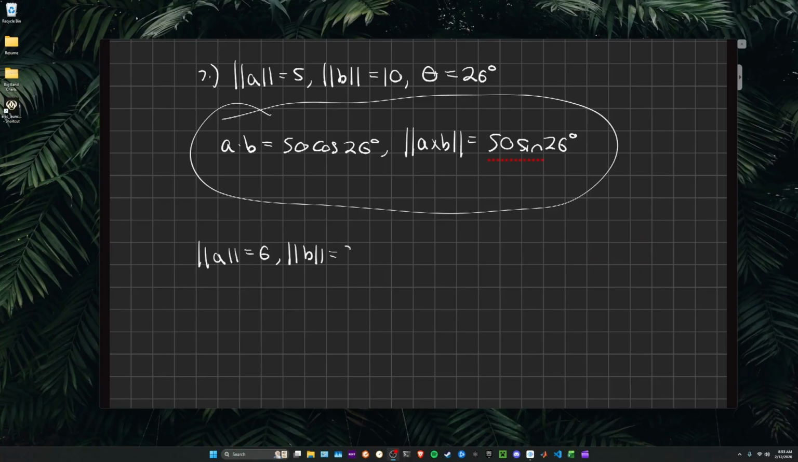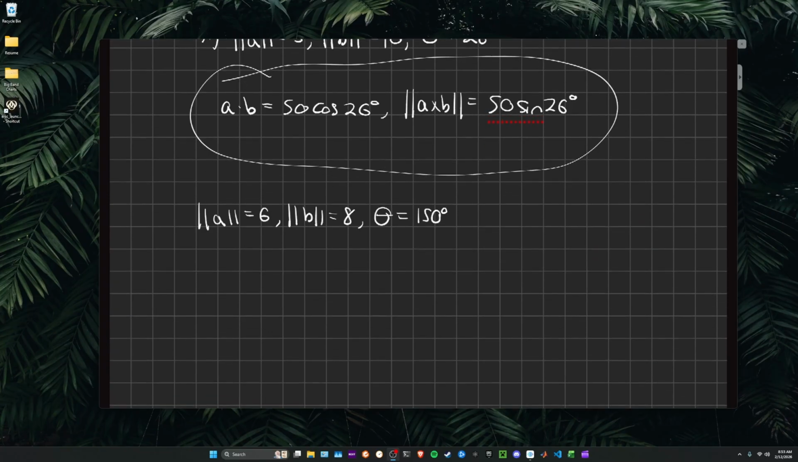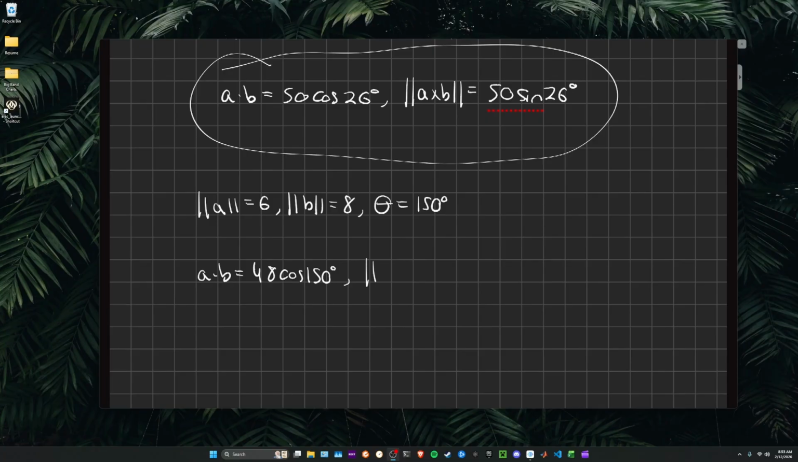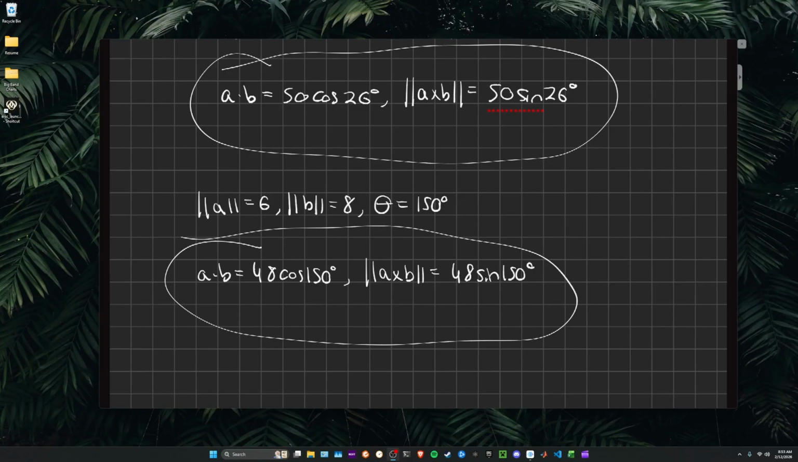Then part B gives us norm of A is 6, norm of B is 8, and that theta is 150 degrees. So A dot B is 6 times 8, 48, cosine of 150. And the norm of A cross B will be the same thing, 48 sine of 150 degrees. In this case, A cross B also points into the page, so in the negative k direction, maybe, if that helps.